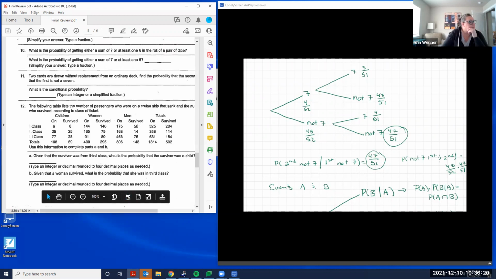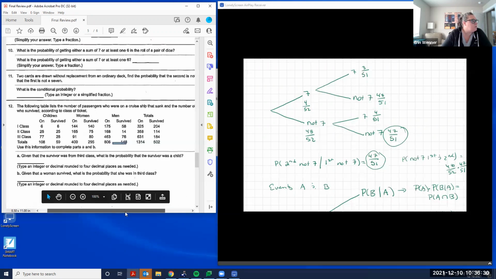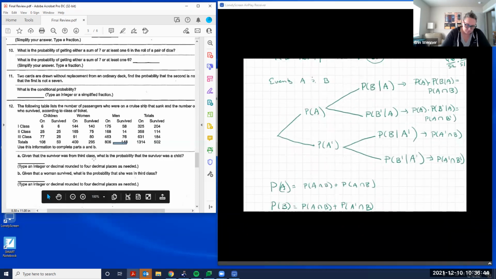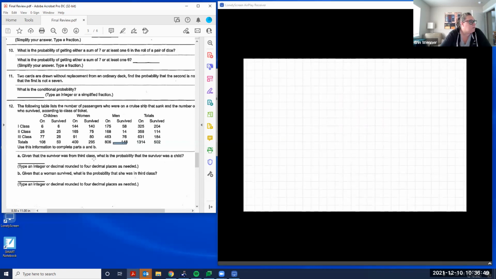So we have this whole big table here, right? And it says the following table lists the passengers who were on a cruise ship that sank and the number of passengers who survived according to the class of ticket. So with children, women, men, total, how many were on, how many survived, first class, second class, third class. So part A says, given that the survivor was from third class, what is the probability that the survivor was a child?